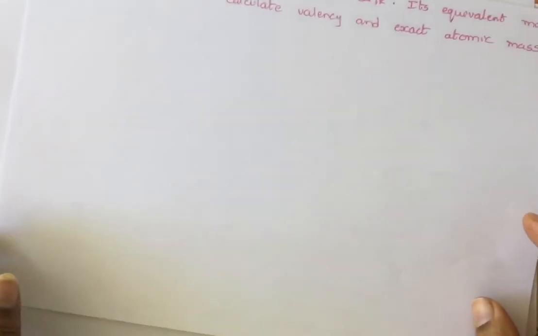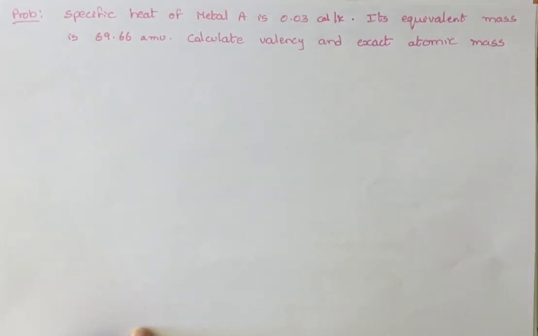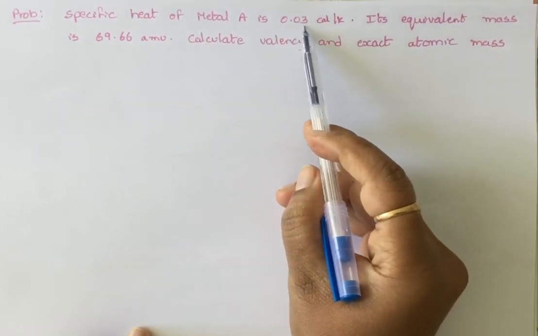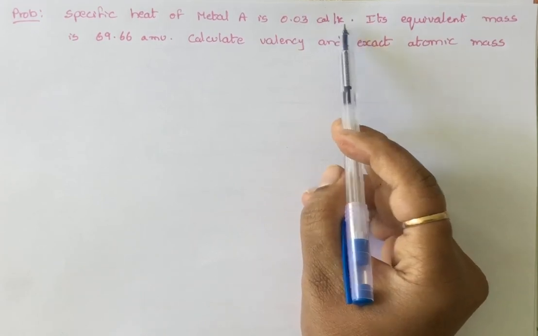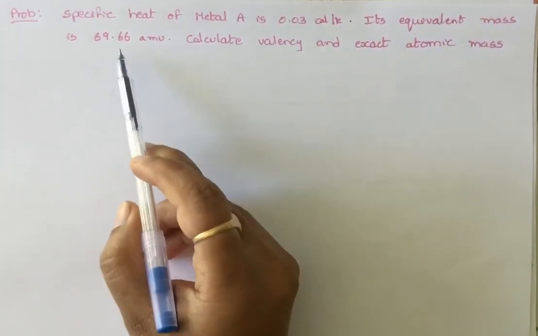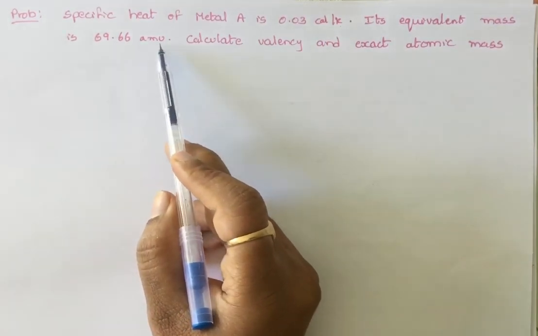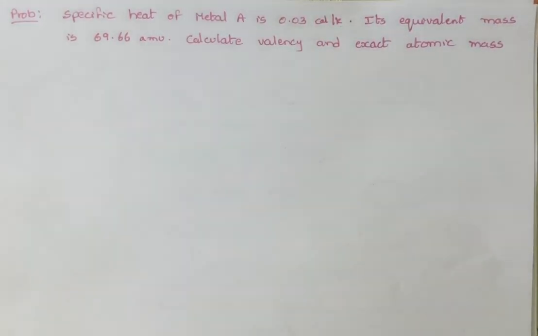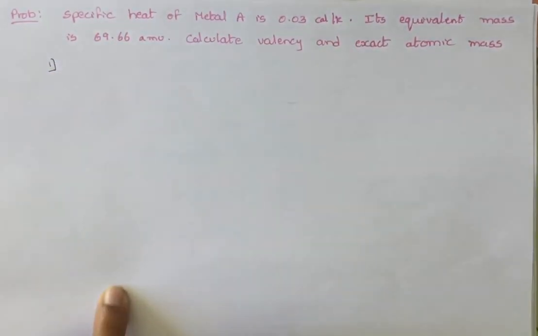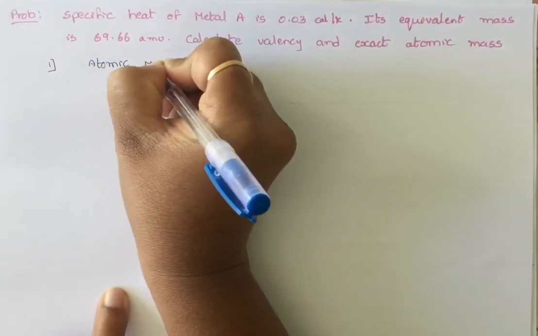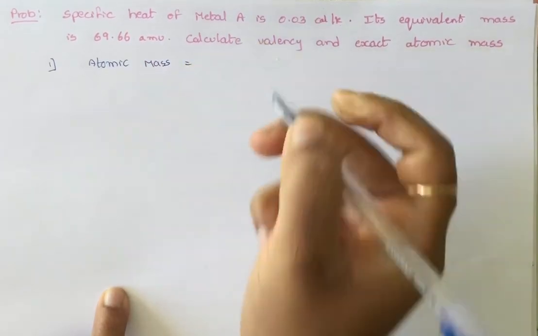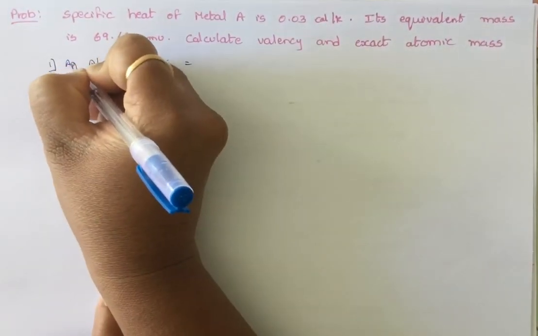You can see the problem here. The specific heat of a metal is 0.03 calories per Kelvin. If they give it in joules, you have to convert into calories. Its equivalent mass is 69.66 atomic mass units. Calculate the valency and exact atomic mass. For that, first I have to calculate its atomic mass, the approximate atomic mass.